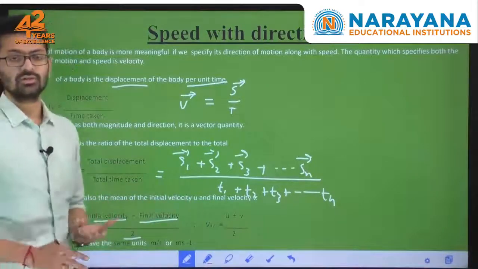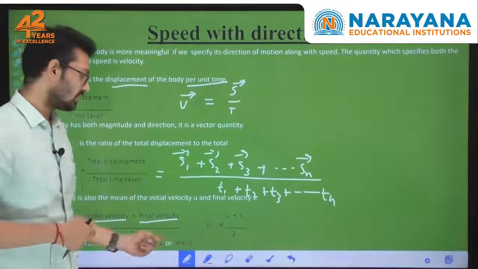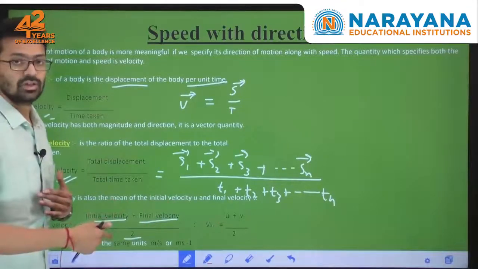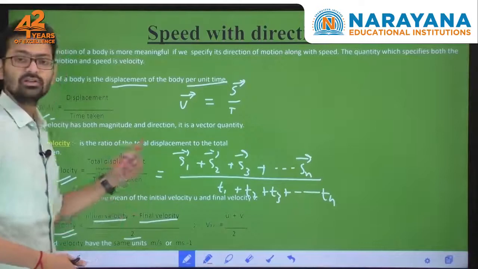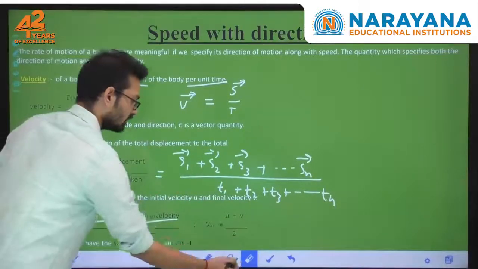See how many velocities do you have? Two velocities. Initially, the velocity at which you are starting is called the initial velocity, which is represented with u, and finally, the velocity at which you end up is called the final velocity, which is represented with v. Right? This is how you represent it.